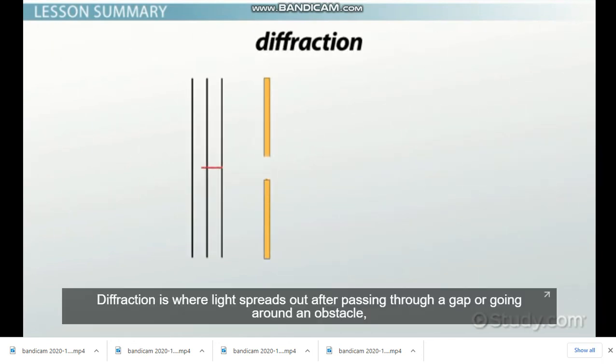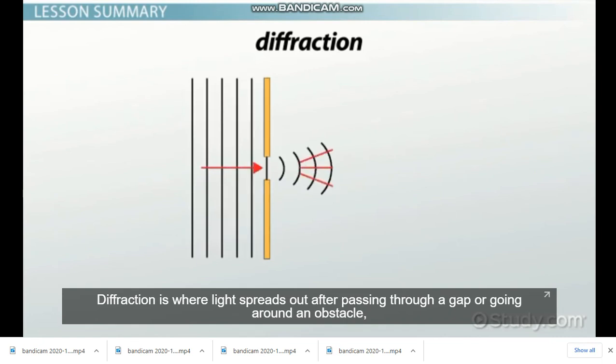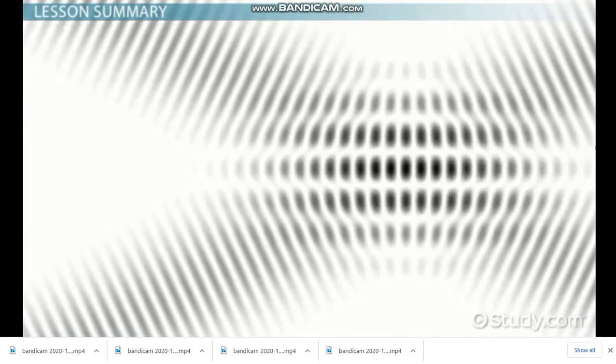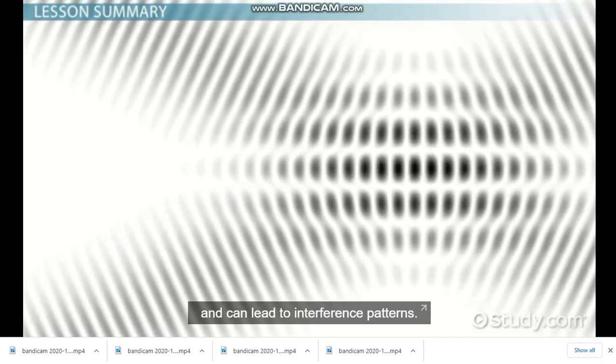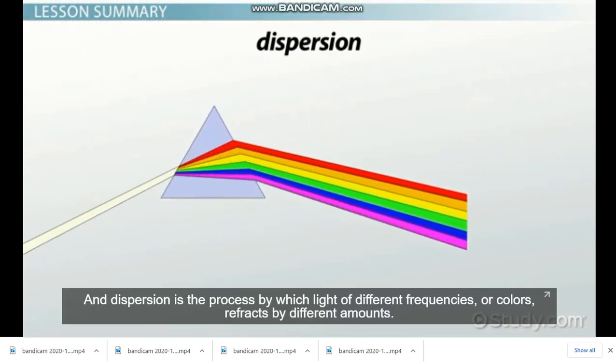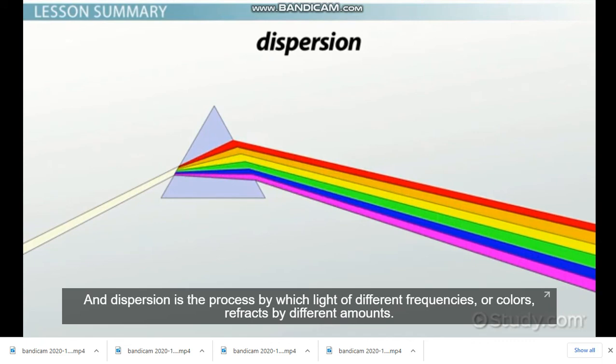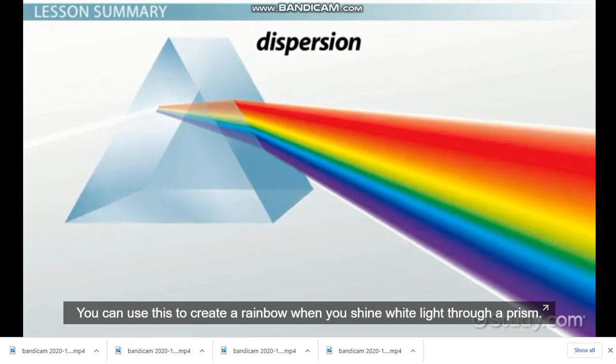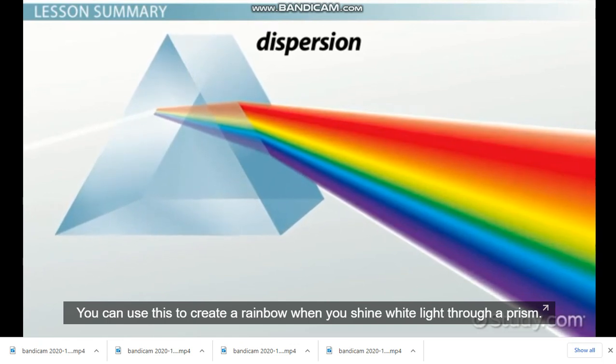Diffraction is where light spreads out after passing through a gap or going around an obstacle and can lead to interference patterns. And dispersion is the process by which light of different frequencies or colors refracts by different amounts. You can use this to create a rainbow when you shine white light through a prism.